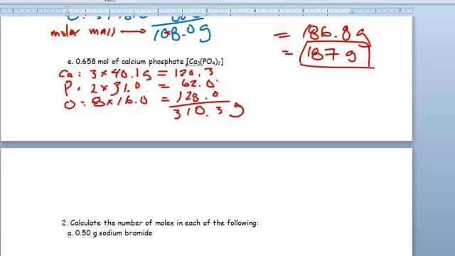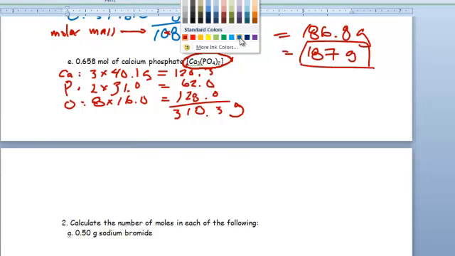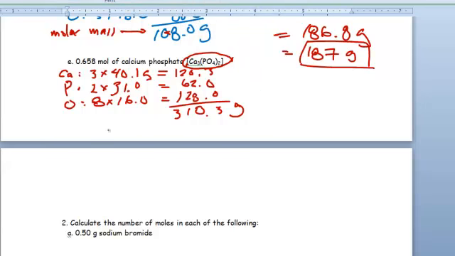By the way, what is the representative particle for this compound? If you said formula unit, you are correct, because this is an ionic compound. If we want to have Avogadro's number of formula units of calcium phosphate, you're going to have to weigh out 310.3 grams. Just trying to reinforce how all this fits together.